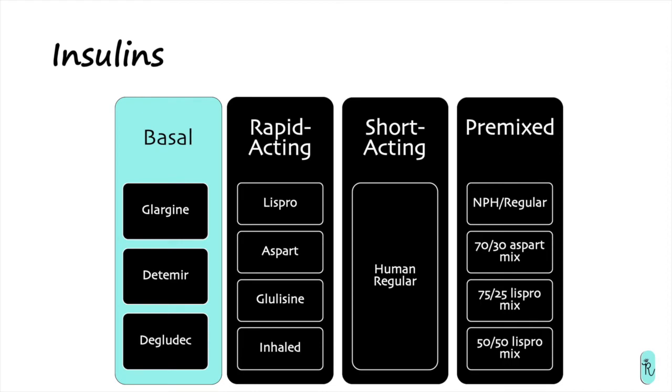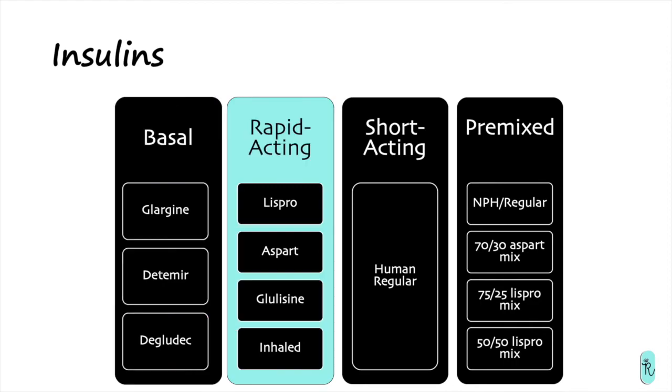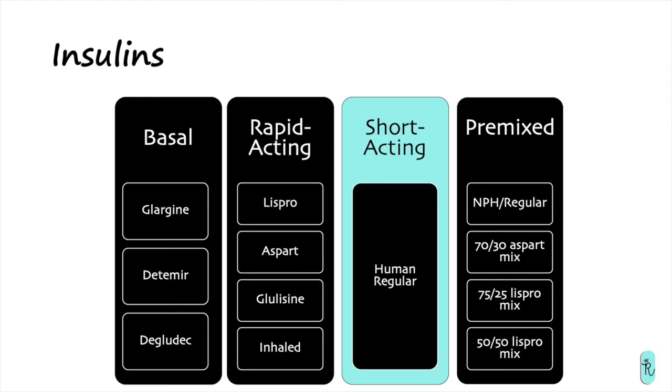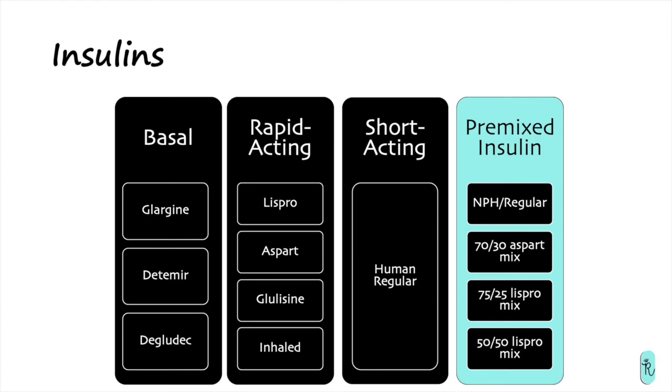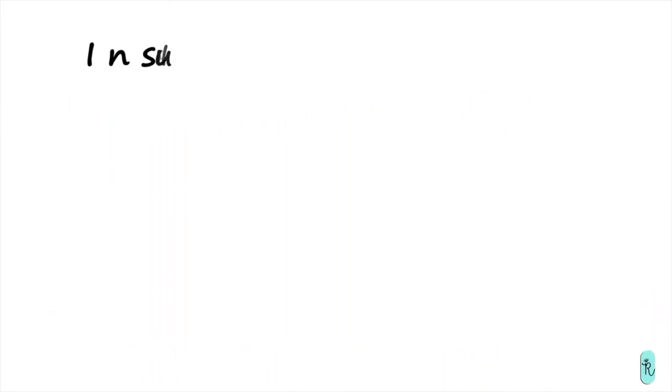Clearly, we have many types of insulin. Our basal forms include glargine, detemir, and degludec. Our rapid-acting insulins include lispro, aspart, glulisine, and inhaled insulin, which is rarely used. Regular human insulin is a form of short-acting insulin. And our premixed insulin comes as an injectable combination between a longer and a faster-acting insulin, with the highest concentration being the longer-acting insulin and the lower concentration being the faster-acting insulin.